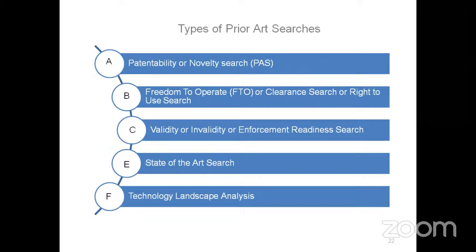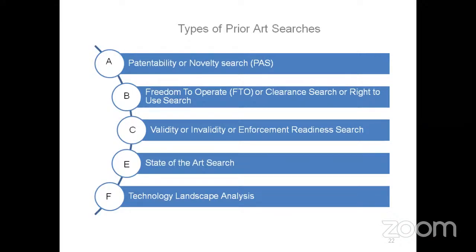Suppose you want to do something on nanomaterials applied to viruses. So you have to do a state of the art search. This search gives you the latest technology that is happening in vaccines or whatever the field it is, like electronics or IT. So unless you do this detailed search, you will not know what is happening in the world as on today.